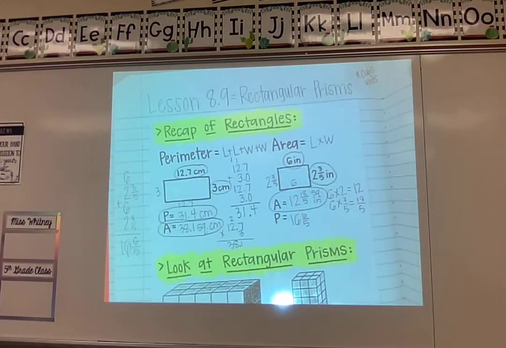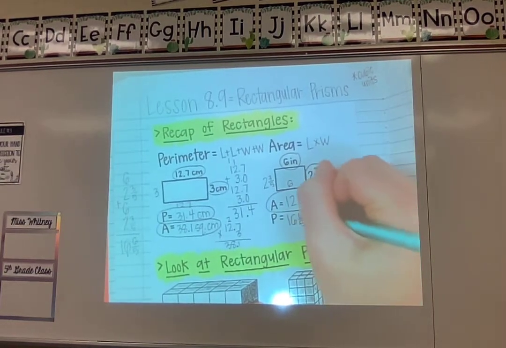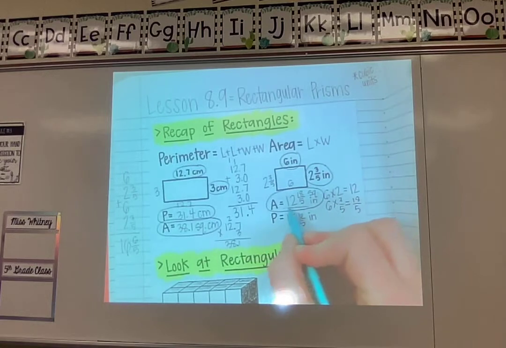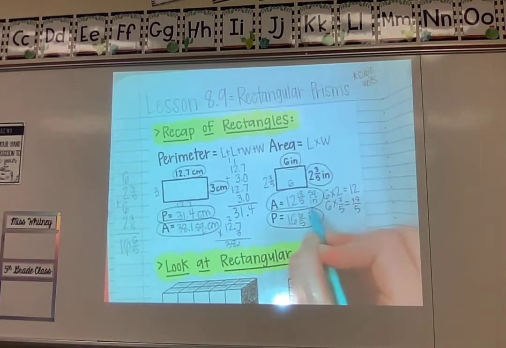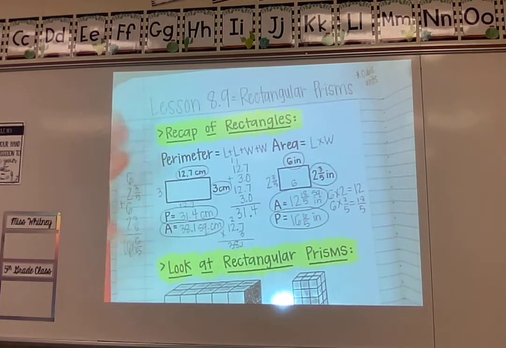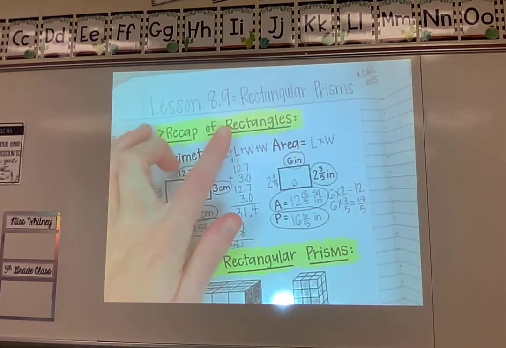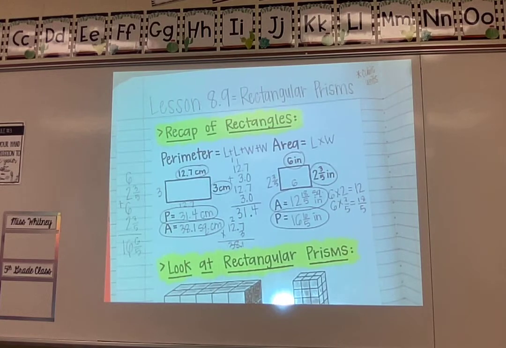Then I'm looking for that label because I know I have to have one. And this is in inches, not square inches because this is just the perimeter. So 16 and 6/5 inches. I went through those pretty quickly because this is a recap of our rectangles from yesterday. So if you're still struggling with area and perimeter, you can go back and watch the lesson 8.8 video to help you out with that if you need more instruction.